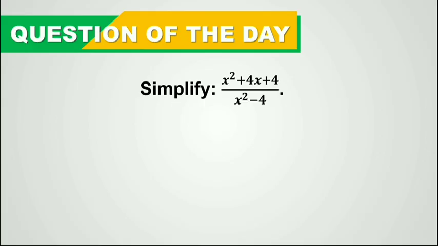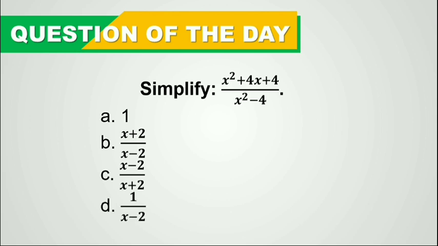Let's simplify x squared plus 4x plus 4 all over x squared minus 4. Is it letter A, 1, B, x plus 2 all over x minus 2, C, x minus 2 all over x plus 2, or letter D, 1 over x minus 2? What is your answer?